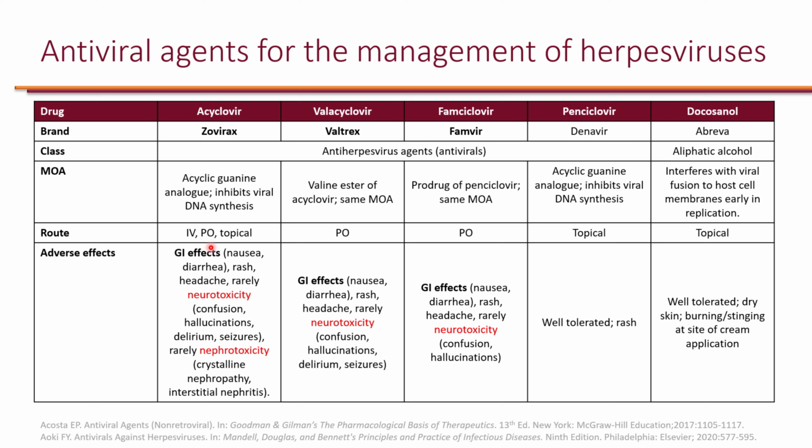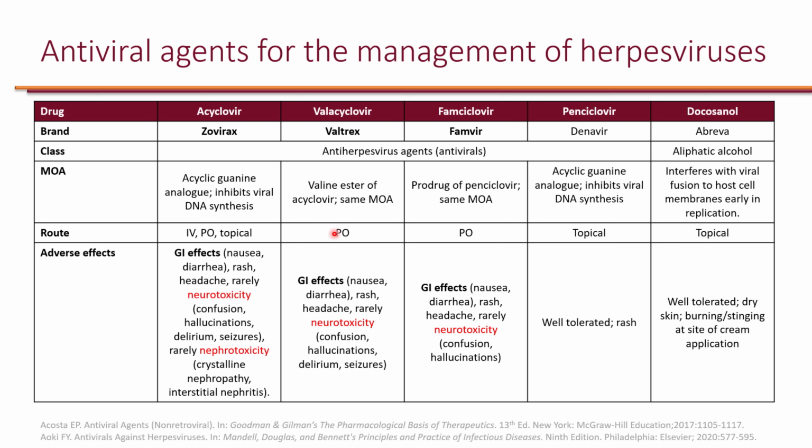Now, the problem with acyclovir is twofold. One is that the oral bioavailability is very low, about 10 to 30%. And that's why we have valacyclovir. Essentially, this is a valine ester of acyclovir, and that valine improves bioavailability. It increases it, not to 100%, but up to about 70% bioavailability. Other than that, the 2 drugs are pretty similar as far as adverse effects.